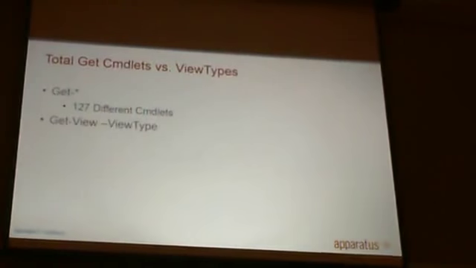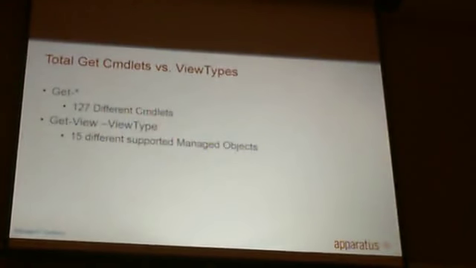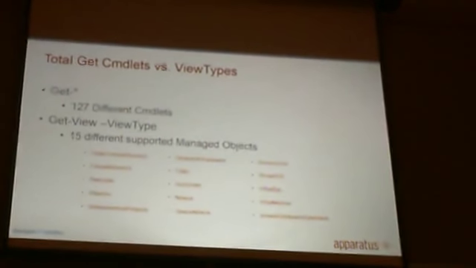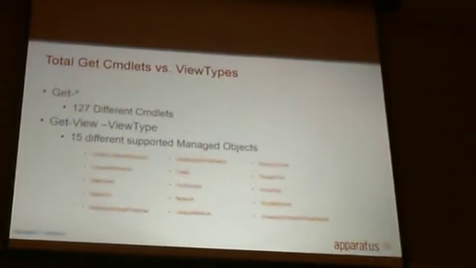Then you have the Get-View commandlet, which is also one of those Get commandlets when you're working with PowerCLI. You use the ViewType parameter to work with managed objects at the API level. There are 15 different supported managed objects from PowerCLI, and here are all 15 of them. Now, there are more managed objects with PowerCLI, but these are the 15 that are supported by PowerCLI in its current state.